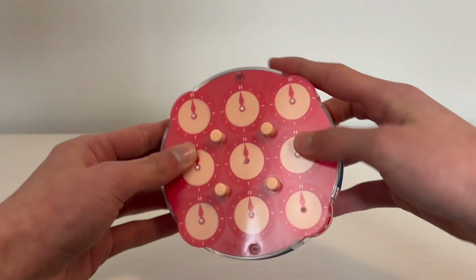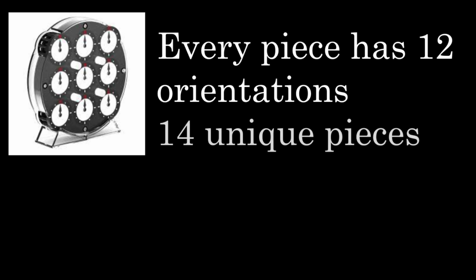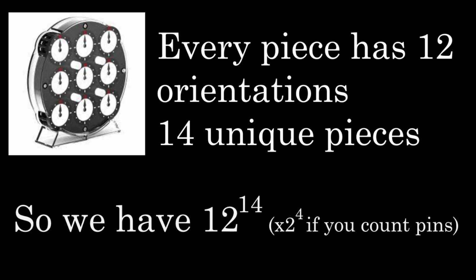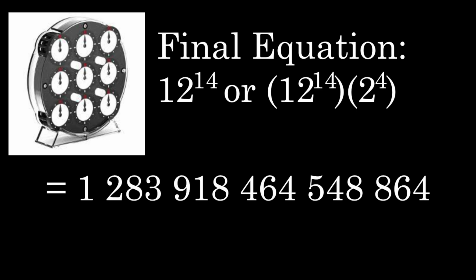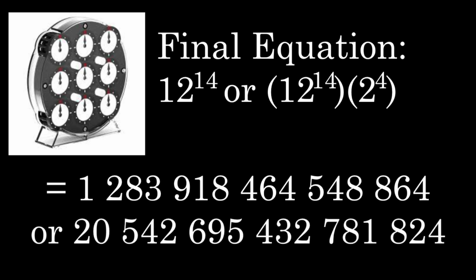This next one's an interesting one. This is the Rubik's Clock, and the pieces only rotate in place without switching spots. Yeah, no, this one's pretty easy. Each piece can be in one of 12 orientations, and there's 14 independent pieces, so it's just 12 to the 14. If you count pins, you can multiply by 2 to the 4, but the WCA doesn't care about pins anymore, so I won't count them. We end up getting just over 1 trillion combinations without pins, or about 20 trillion including them.